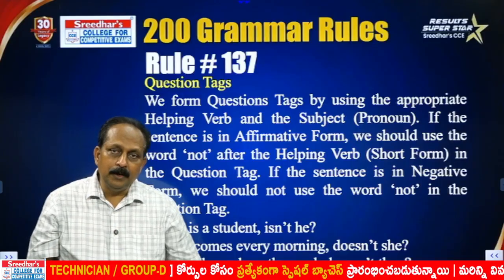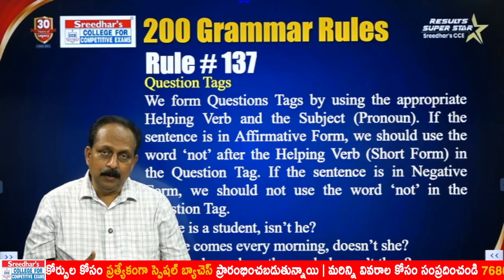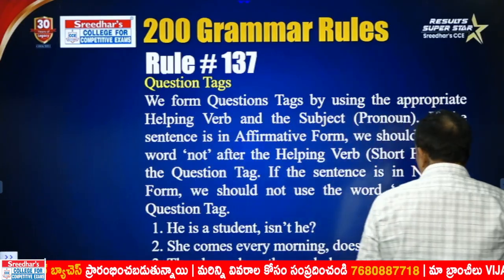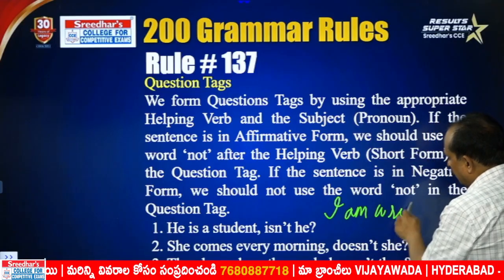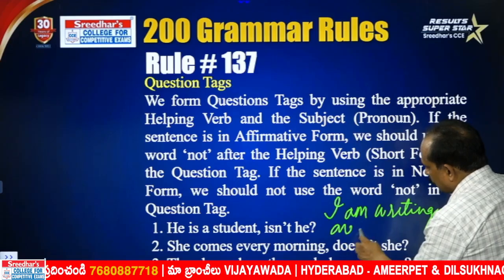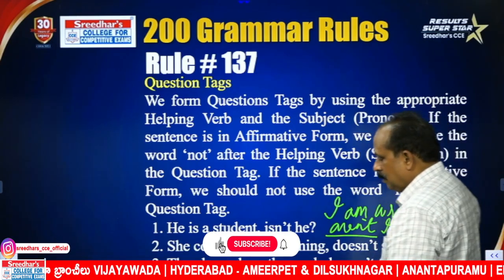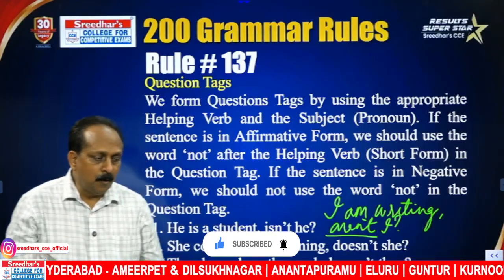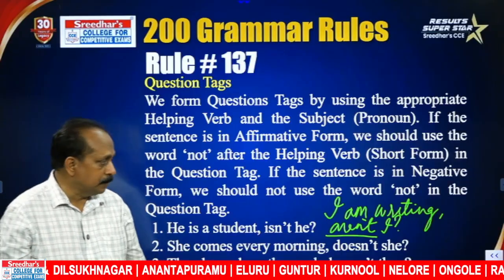But one important example you have to remember. I am teaching. Am is a helping verb. What is the question tag? There is no logical answer. When we say I am writing, and if you ask what is the question tag, aren't I? The actual helping verb in the sentence is am. But in the question tag, we have to use aren't I. Why? That is English, we cannot question.